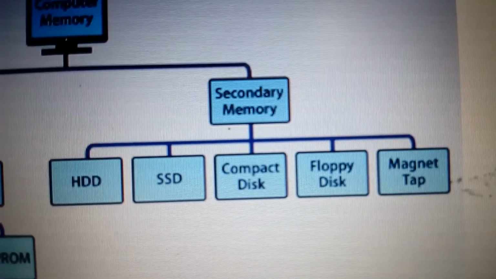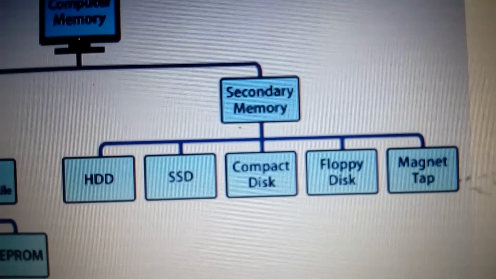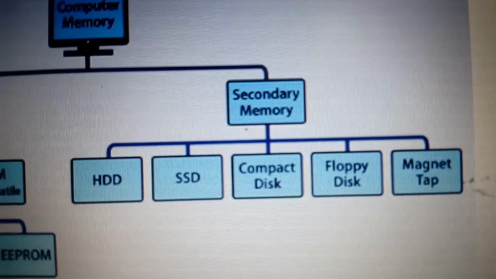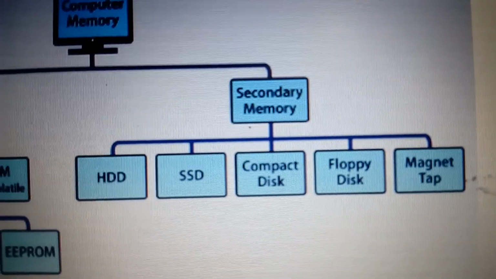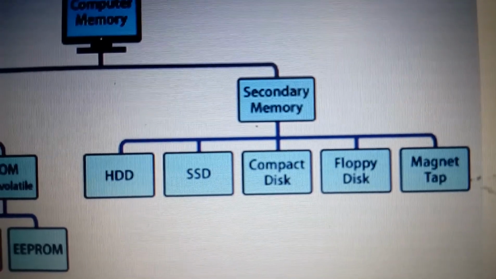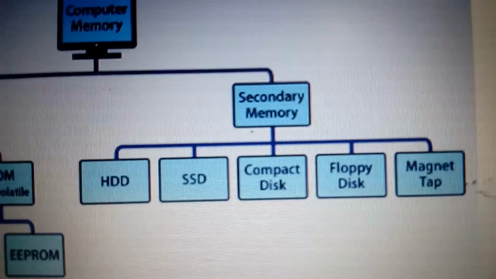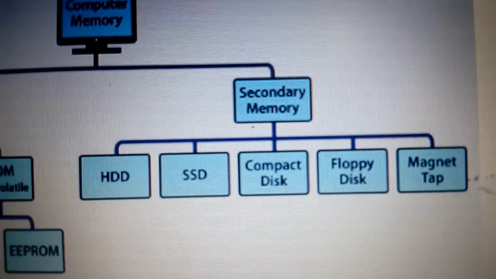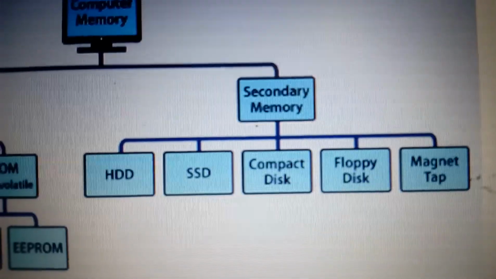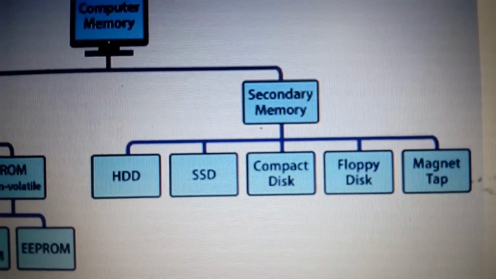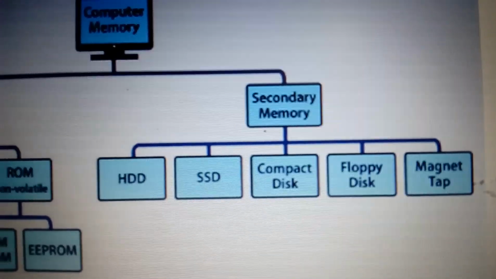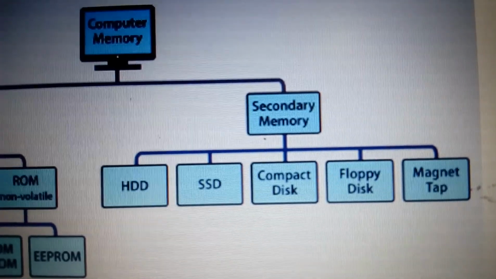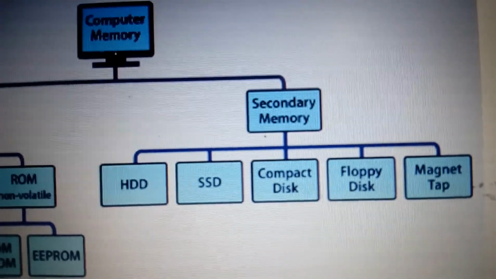Now come to the secondary memory. It is used to store data for a long time. It operates slower in comparison to primary memory. It is permanent in nature, and we can say it is backup memory. Secondary memory includes hard disk drives, compact disks, pen drives, floppy disks, magnetic tapes, etc. All are secondary memory.